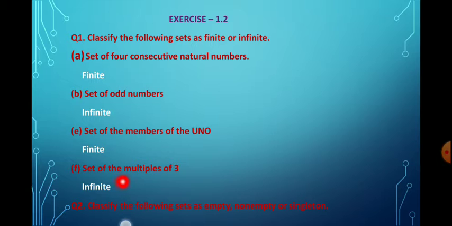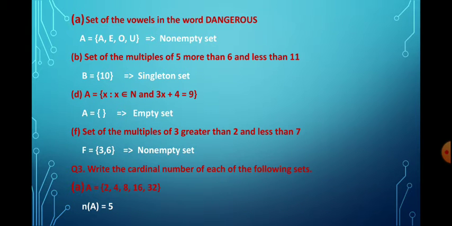Question number 2, check the following sets as empty, non-empty or singleton. So empty set is where there will be no elements. Before that, singleton means which consists of only one element, and non-empty means more than one element is to be considered as non-empty. So starting with A, set of the vowels in the word dangerous.